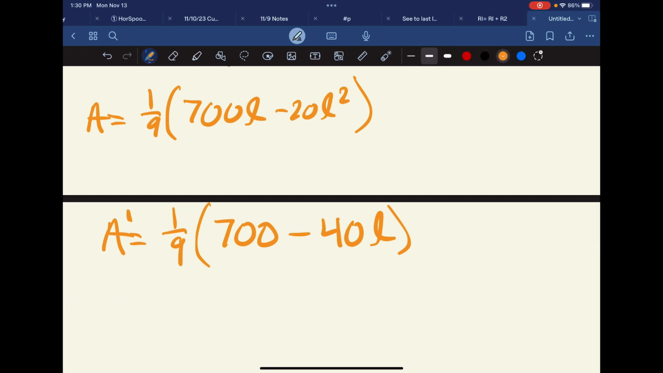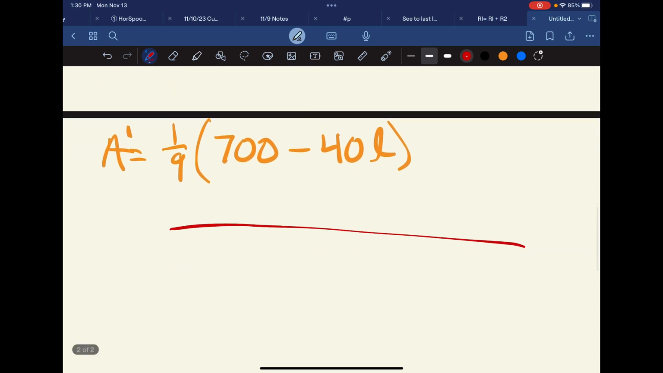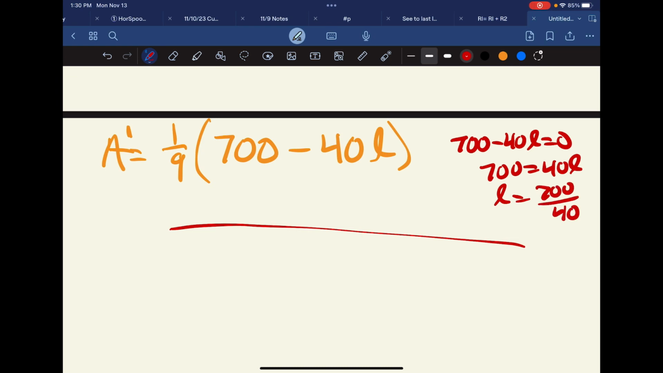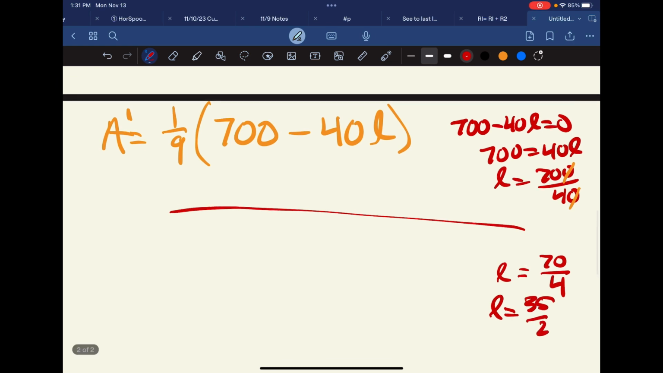Great. So now we want to make a sign chart of this. So the only place where our first derivative is going to equal 0 is where 700 minus 40L equals 0. 700 equals 40L. So then L equals 700 divided by 40, which roughly, well, let's cancel the zeros out. So that's 70 divided by 4. Actually, we can do 35 by 2. Okay, so 35 divided by 2 is going to be our critical point.